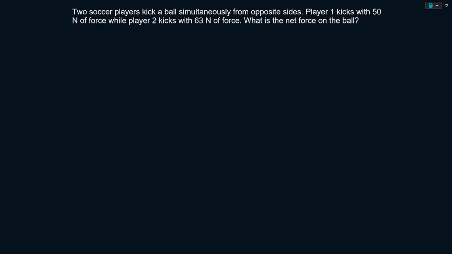Two soccer players kick a ball simultaneously from opposite sides. Player 1 kicks with 50 newtons of force, while player 2 kicks with 63 newtons of force. What is the net force on the ball? First, let's identify our variables. Force 1 will be equal to player 1's kick, which was 50 newtons of force. Force 2 will equal player 2's kick, which was 63 newtons of force. What we're trying to find is the net force acting on the ball.